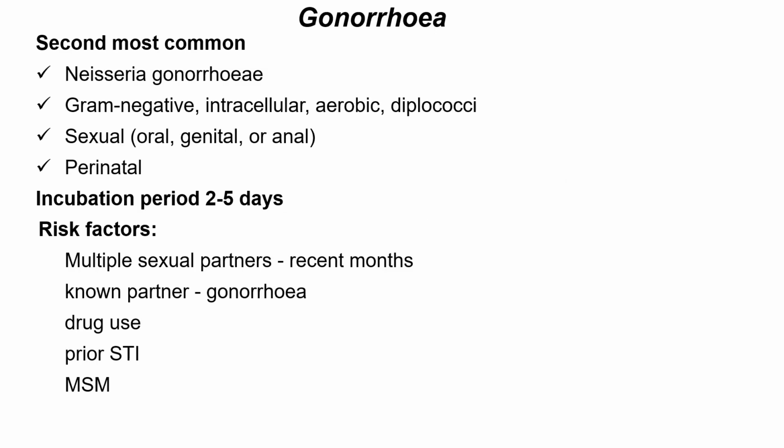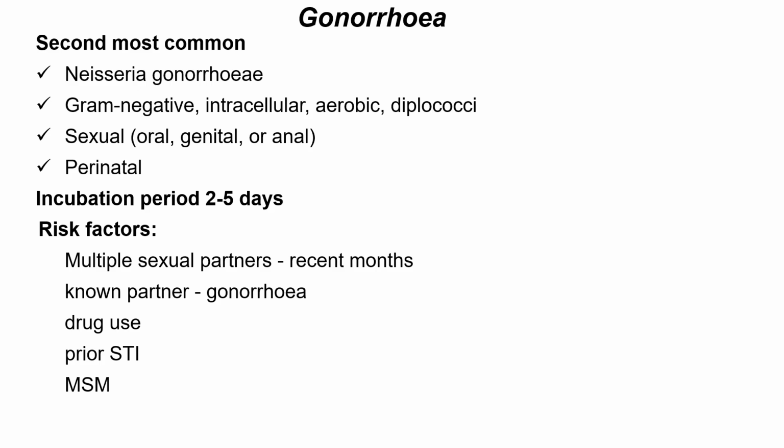Today we'll talk about gonorrhea, the second most common cause of sexually transmitted infection in the United Kingdom. It is caused by a gram-negative intracellular aerobic diplococci named Neisseria gonorrhoeae. Transmission is sexual, that can be either oral or genital. Anal and perinatal routes are common as well.